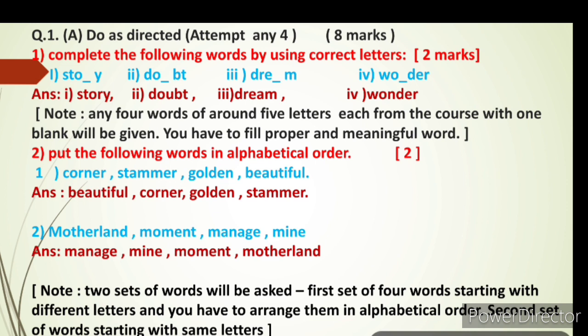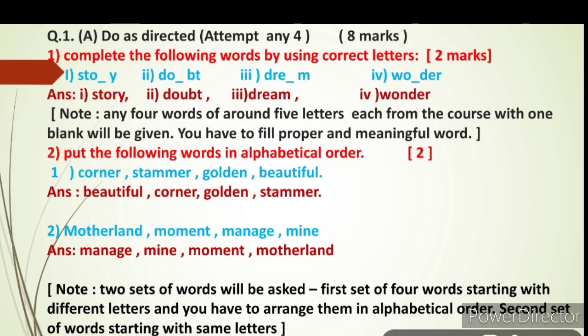Activity 1. Complete the following words by using correct letters, for 2 marks. Any 4 words of around 5 letters, or sometimes maybe 6 letters, each from the course book with one blank or missing letter will be given. You have to fill in the proper and meaningful letter. Tip: read the whole textbook minimum 5 times throughout the year. It is useful for language study, comprehension and writing skills.